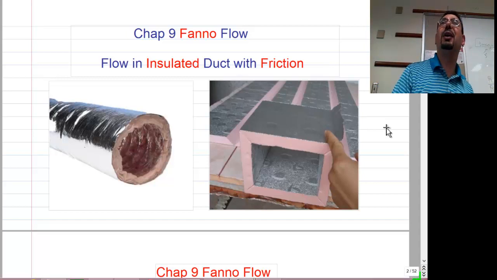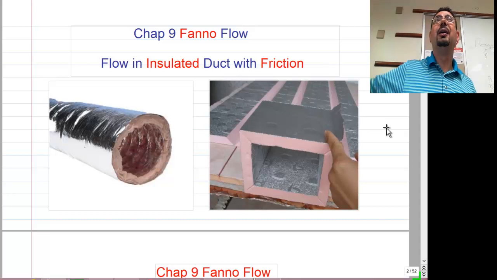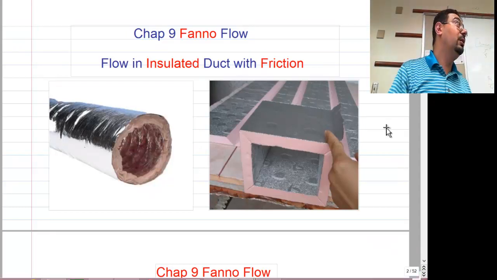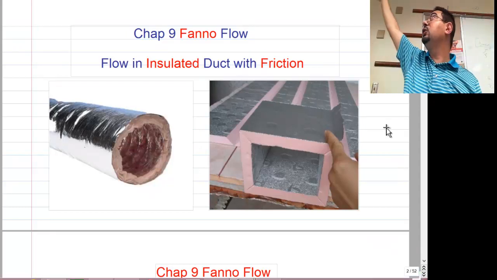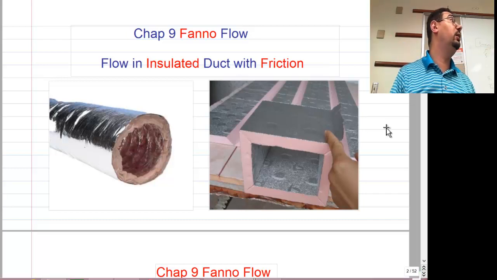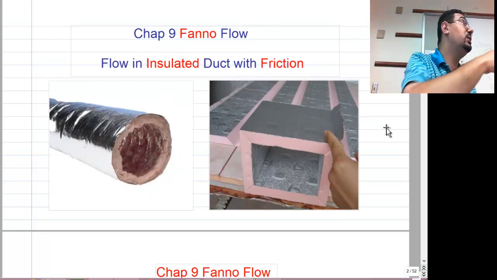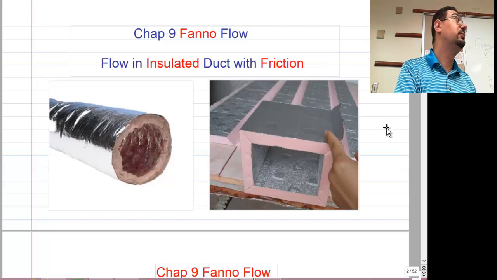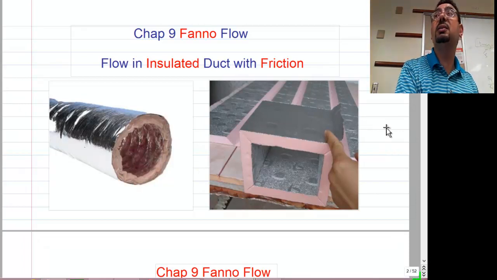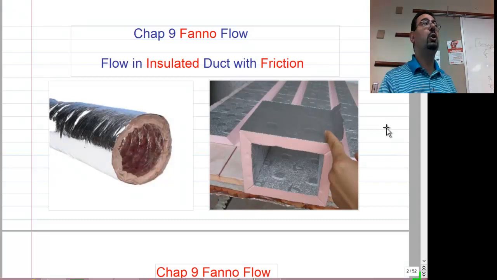A subsonic flow in a duct with friction. The velocity as we are moving in the duct from the start at the machine room all the way to the exit over here, will the velocity increase with distance or decrease? Increase. Wow, that's right. It will actually increase. The velocity will increase if the flow is subsonic, and it will decrease if the flow is supersonic. Right? So we will see a chart with all those changes.